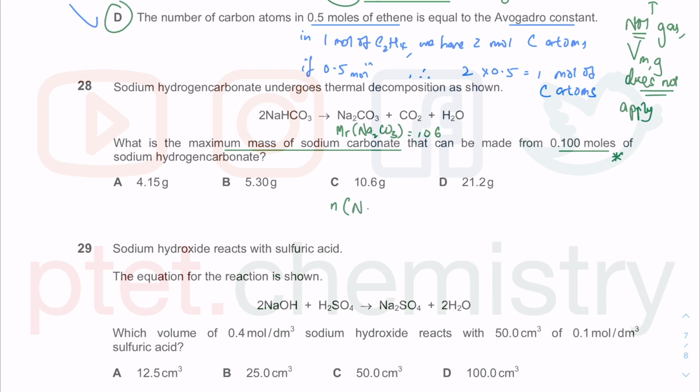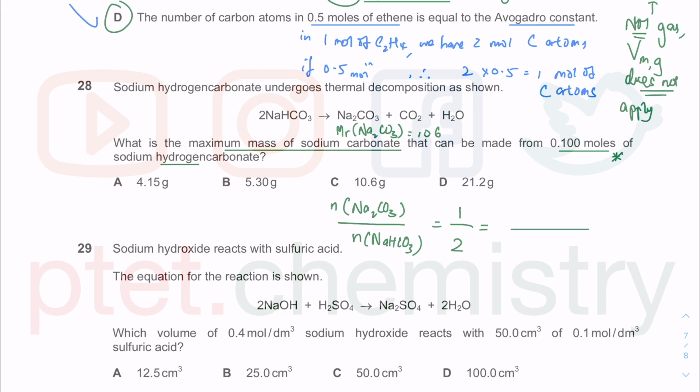So the mole of sodium carbonate is to the mole of sodium hydrogen carbonate. Read very, very carefully. This is sodium hydrogen carbonate. This is sodium carbonate. Sodium carbonate, 1 mole of it. So based on what I label, 1 mole of sodium carbonate comes from 2 mole of sodium hydrogen carbonate. This is at the bottom because it's at the bottom. That is from the balanced equation.